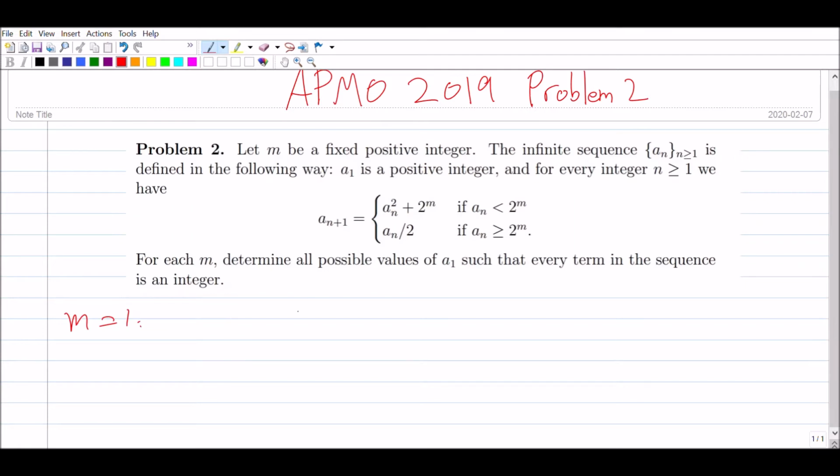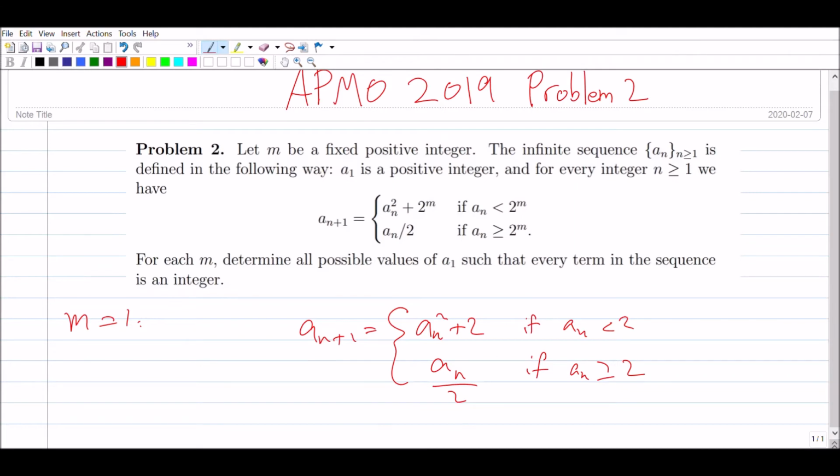So in this case, our definition becomes the following. It's equal to a_n squared plus 2 if a_n is less than 2, and a_n divided by 2 if a_n is greater than or equal to 2. So now, first we notice that if every term is an integer, we cannot have any term being odd.